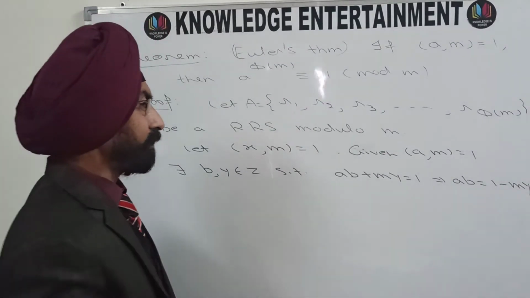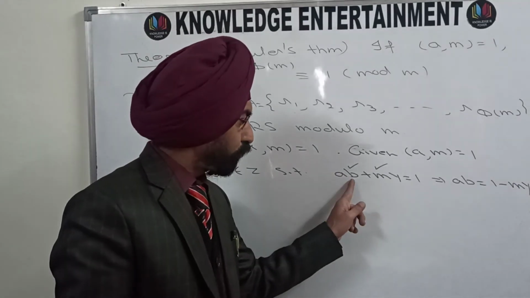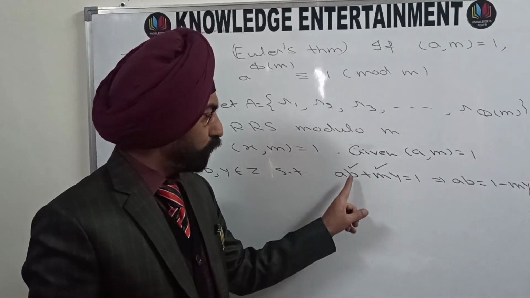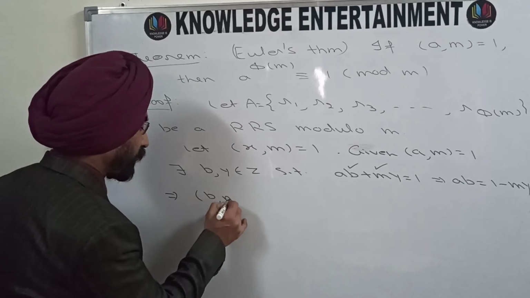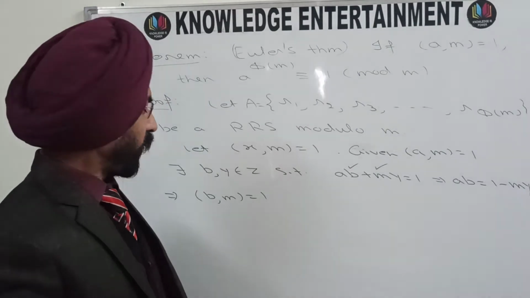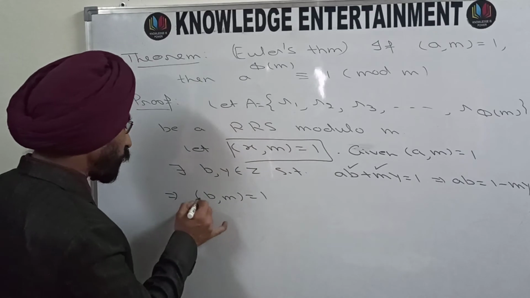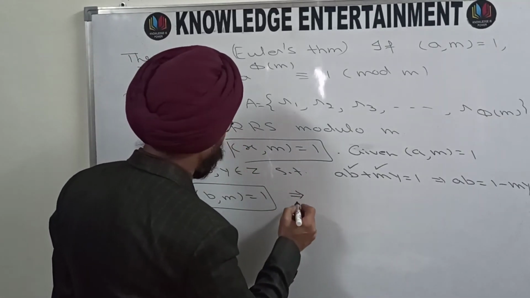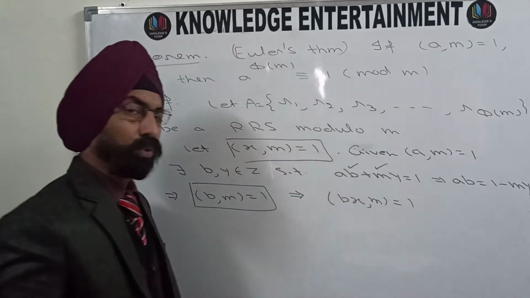And secondly, a linear combination of b and M is equal to 1 because a and y are integers. So that means a linear combination of b and M is equal to 1, which gives that GCD of b and M is 1. Already GCD of x and M is 1. And now GCD of b and M is 1. So from these two, you can conclude that GCD of bx and M is equal to 1.